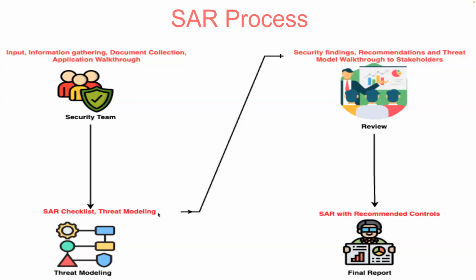We are going to discuss threat modeling in the next upcoming lecture, but here I'm just going to discuss the process of the security architecture review, how it looks and how you should move and what to do. In brief, we are going to discuss the creation of the SAR checklist and threat modeling in the next upcoming sessions. Once this process is taken care of, the security team will give the security findings, recommendations, and threat model walkthrough to the stakeholders. So everything will be discussed here.